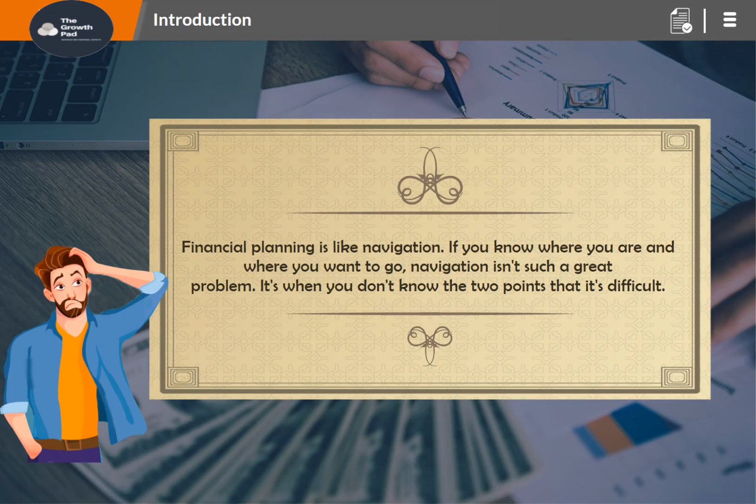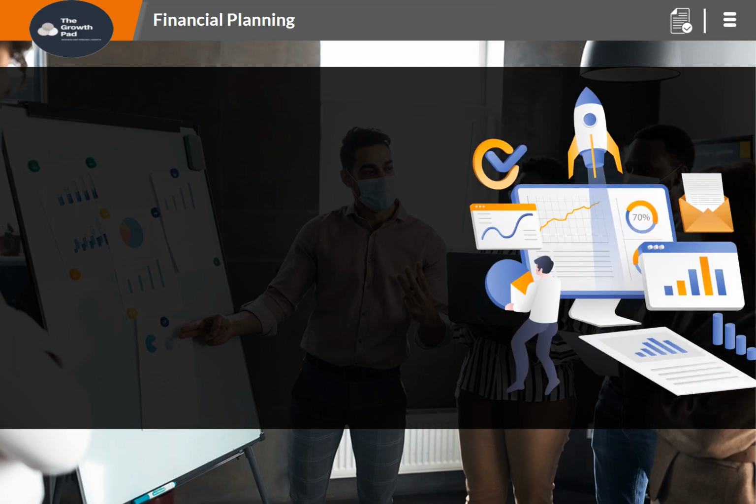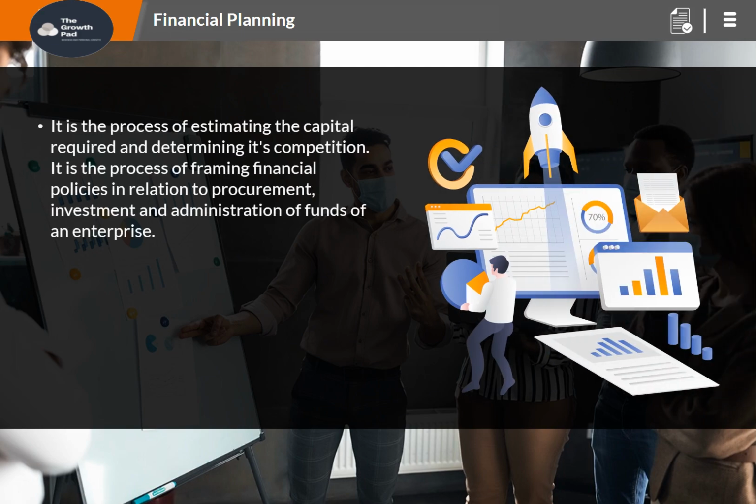Financial planning is like navigation. If you know where you are and where you want to go, navigation isn't such a great problem. It's when you don't know the 2 points that it's difficult. As you might already know, if you want to learn accounting, you learn it one concept at a time, one principle at a time. It is the process of estimating the capital required and determining its composition.